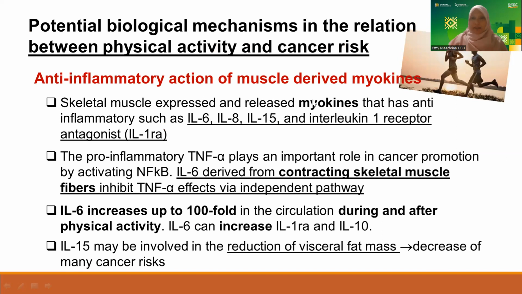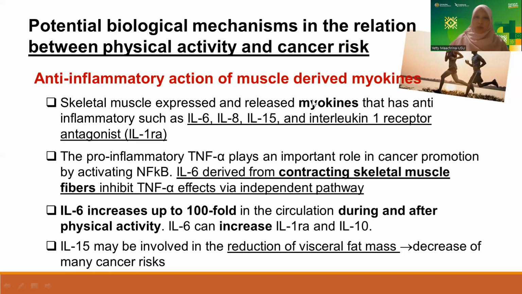Anti-inflammatory action of muscle-derived myokines. When someone exercises, there is muscle contraction. When skeletal muscle contracts, it can express and release myokines that are anti-inflammatory, such as interleukin 6, interleukin 8, interleukin 15, and interleukin 1 receptor antagonist. Inflammatory cytokines such as tumor necrosis factor alpha play an important role in cancer promotion. From the contracted skeletal muscle, interleukin 6 can inhibit the release of tumor necrosis factor alpha, so it can inhibit cancer development.